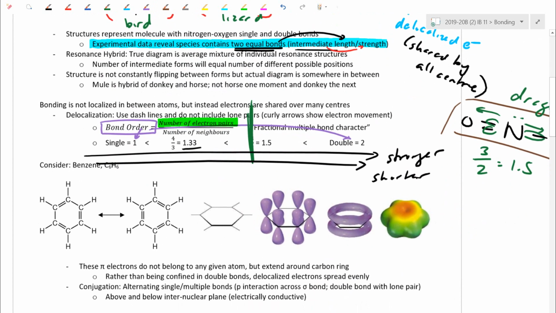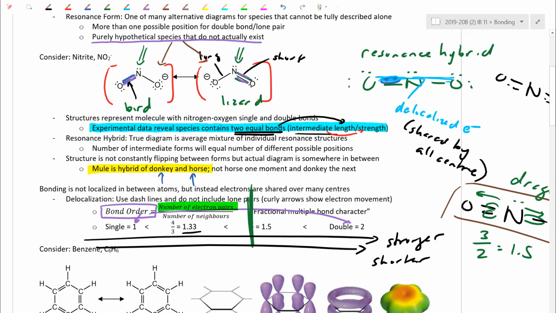The textbook uses a very similar analogy here. It uses the mule as a cross between a donkey and a horse. The mule is just minding his own business, just being the mule. It's a cross between a donkey and a horse, so it has characteristics of both donkey and horse, but it's not flipping. It's not a horse half the time, and then when you're not looking, it transforms into a donkey. No, neither of these molecules actually exist, but some average between the two of them represents your dragon, or in this case, represents your mule.